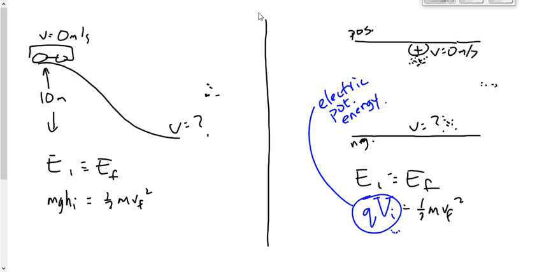Now, let's make it just a little bit harder. We'll take it to that next step. Instead of this car being at rest at the top of the hill, now let's say this car is initially moving at 10 meters per second. It's still going to go down the hill, and it's still going to speed up as it goes down the hill. What kind of energy does it have now at the beginning?